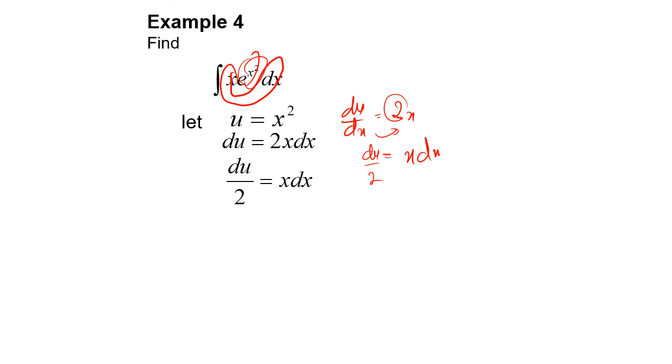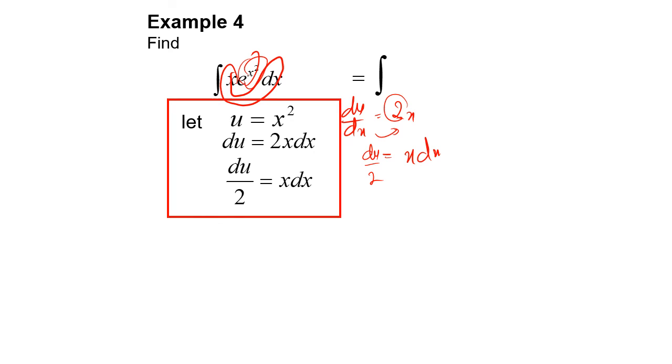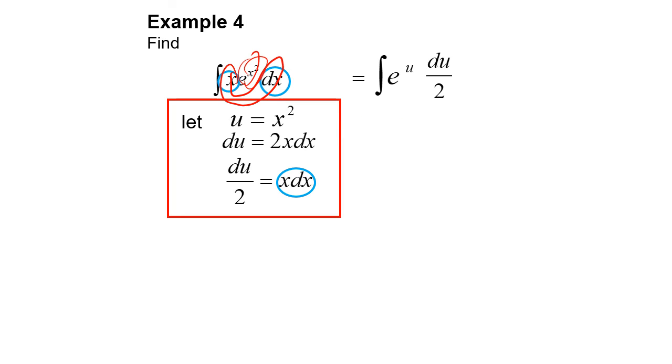Okay? So that's why we have du over 2 equal to x dx. So we replace e to the power of x squared with e to the power of u, and then x dx is replaced with du over 2. Okay? So, how to integrate the exponential?